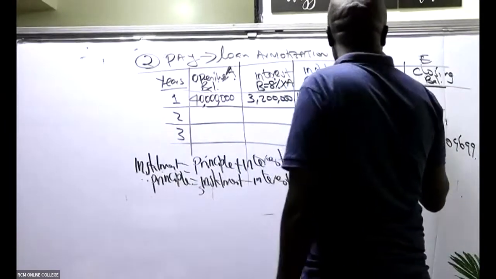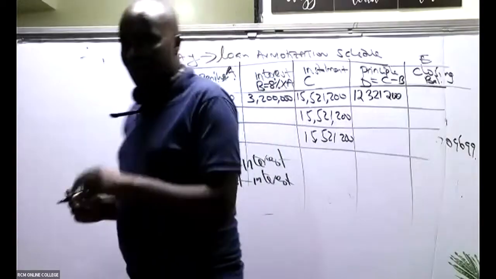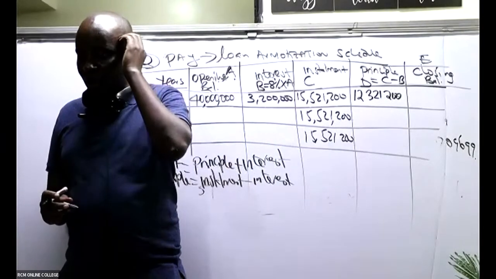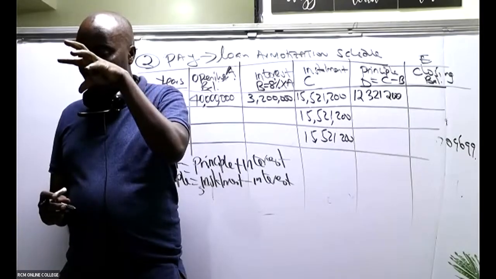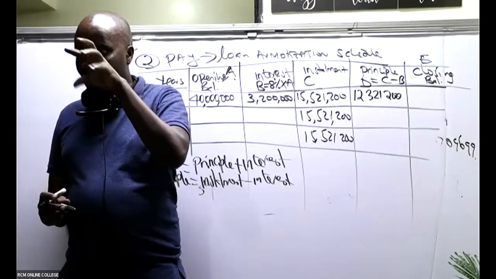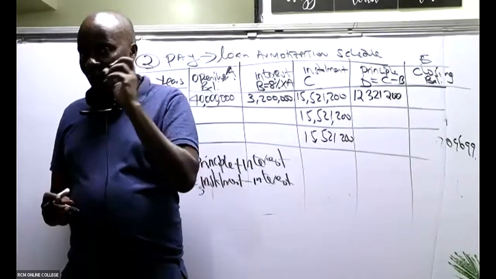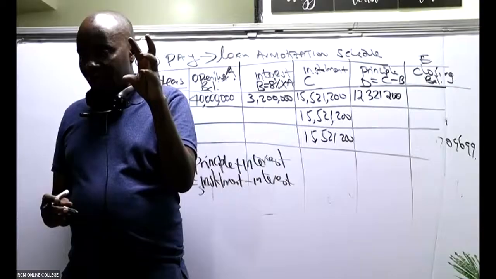So what do you think I am going to do to be able to get the closing balance, my great friends? Of course, the opening balance must be involved. I will take the opening balance minus what, to be able to get the closing balance?